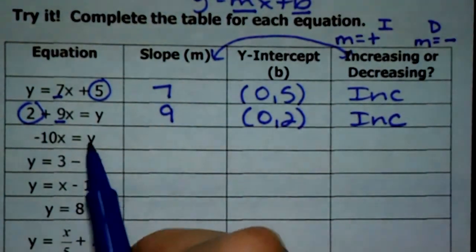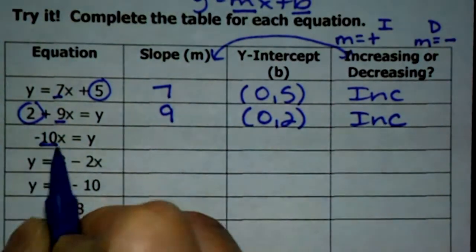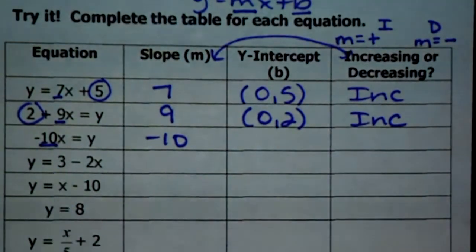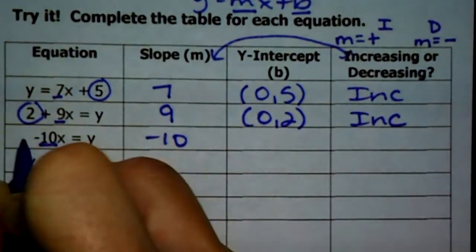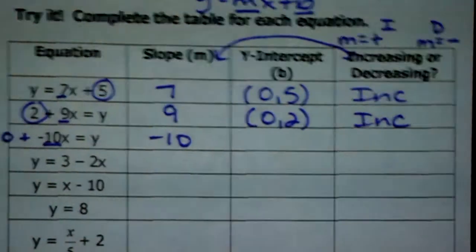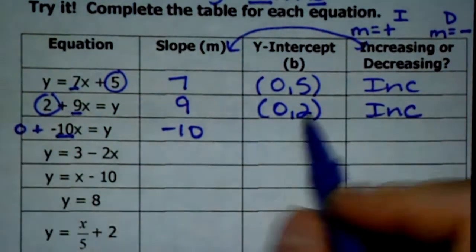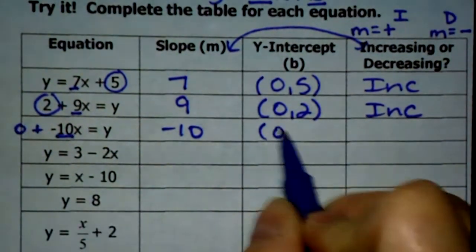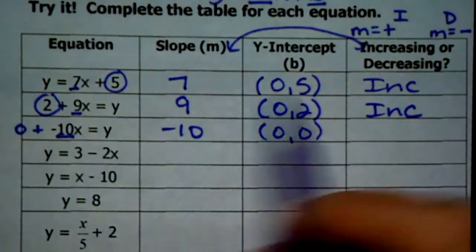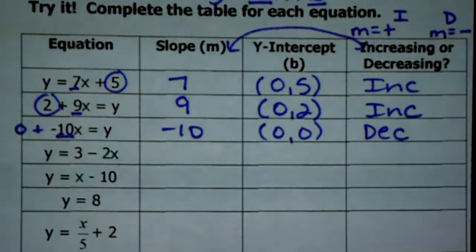Okay, next one, I see y is already alone. Awesome. When I'm looking for my slope, the coefficient of x is a negative 10. Lovely. For my y-intercept, I don't see a plus b, right? But if you wrote this, would that change the value of it at all? No, if you have plus 0 on there, that doesn't change anything. So, when you don't see a plus b, you're adding nothing. That means your y-intercept is 0, 0. So that's where this graph would cross the y-axis. My slope is negative here. That means that my line is decreasing. It's going to be heading down.